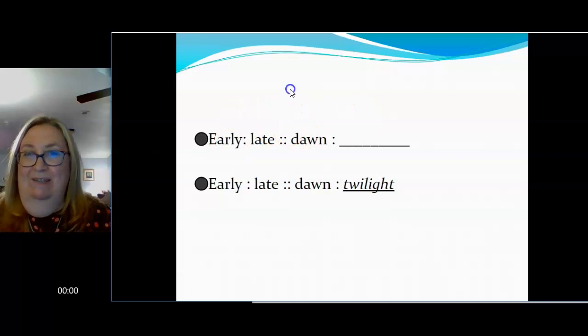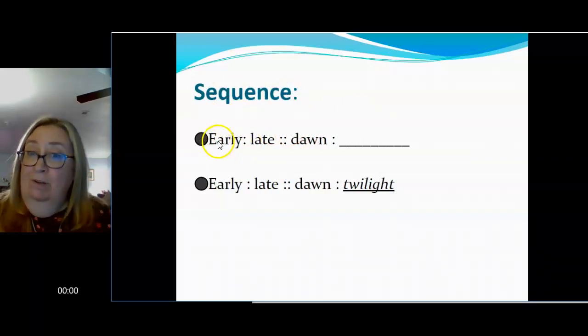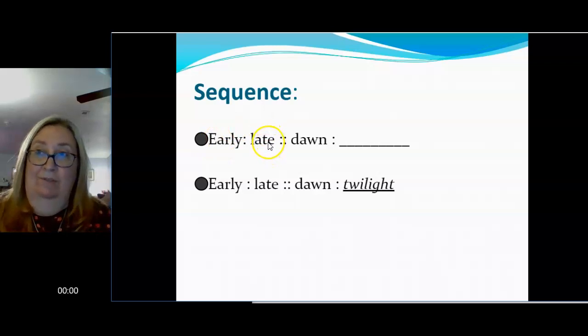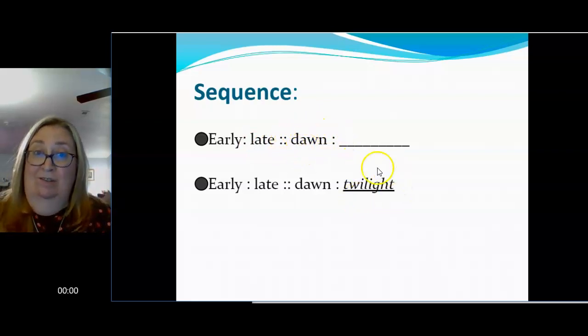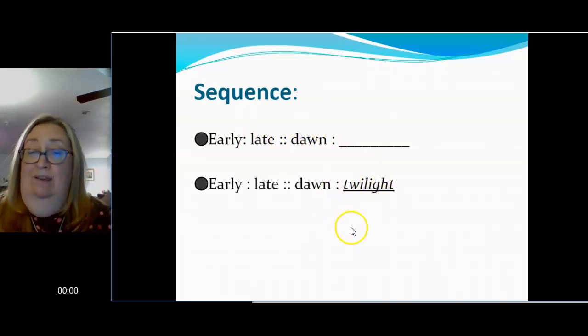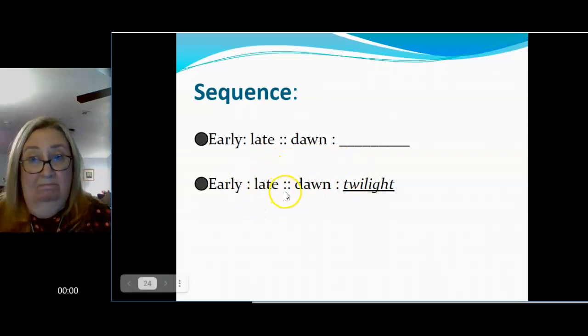This is going to be the sequence. There it is. So early in the morning, late at night, right? Those things come at opposite ends of your day. So if your day begins at dawn, it starts to end at twilight. This one is interesting because dawn happens early and twilight happens late.